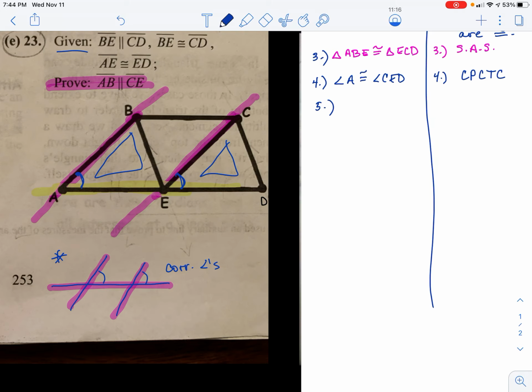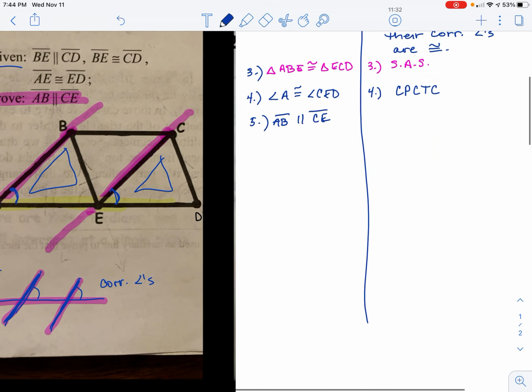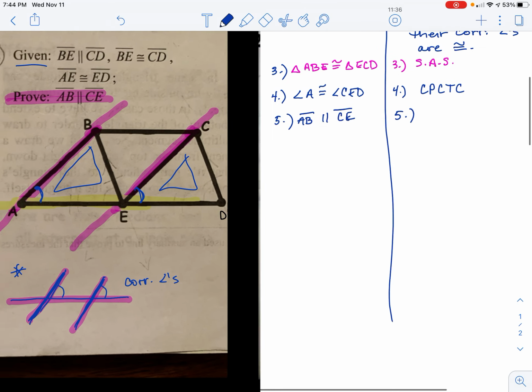So if they're congruent, then that means these have to be parallel lines because they are also corresponding angles. So now we can say AB is parallel to CE, and that is what we tried all those steps. We had to work down those steps to prove that statement to be true.